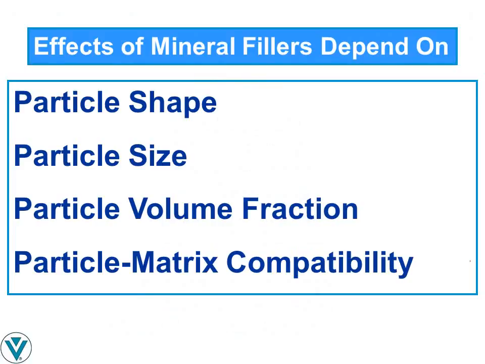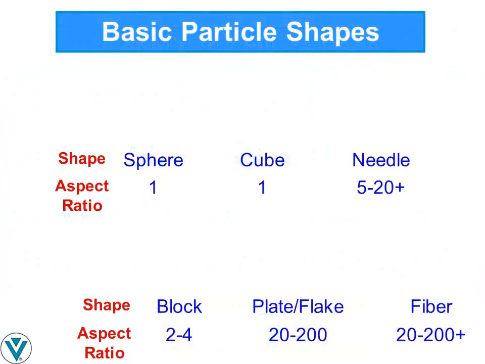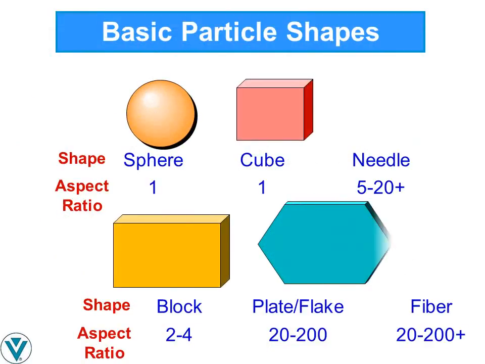The characteristics which determine the properties that a filler will impart to a composite are particle shape, particle size, volume fraction, and particle matrix compatibility. Particle matrix compatibility relates to the ability of the polymer to coat and adhere to the filler. The shape of most mineral filler particles can be approximated as a sphere, cube, block, plate, needle, or fiber. Some fillers contain a mixture of shapes.